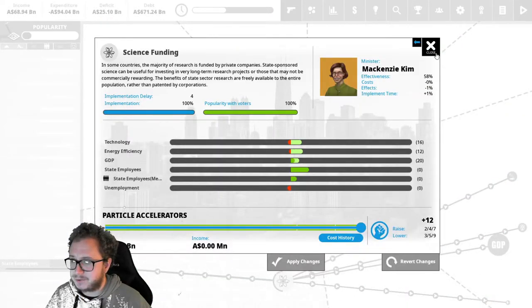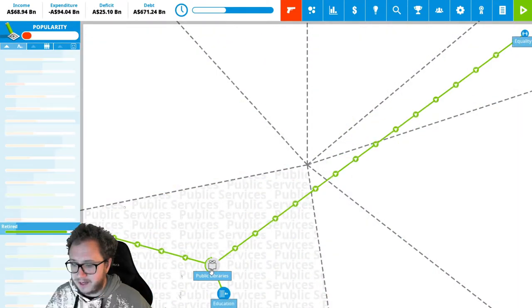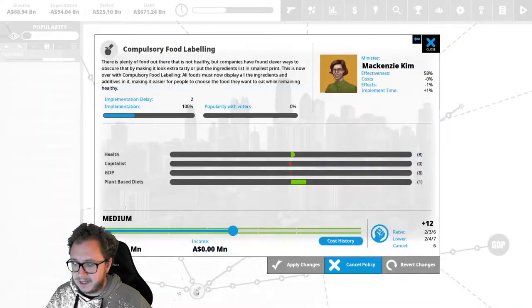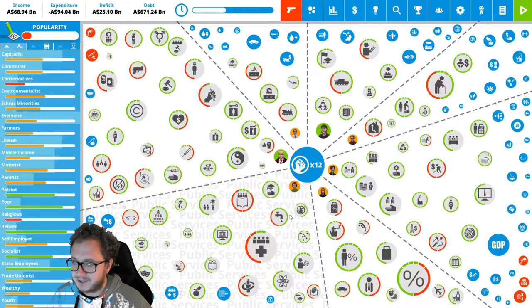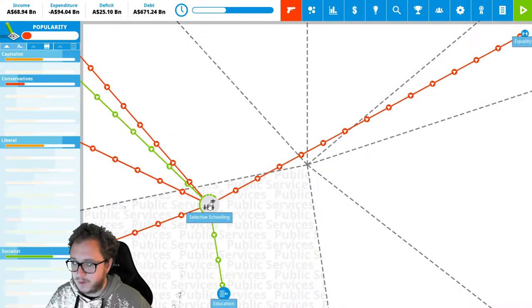So science funding is through the roof. We no longer have to be concerned about science funding. Compulsory food labeling, not yet, because that will increase the food price, and right now we're having an issue with the food price.